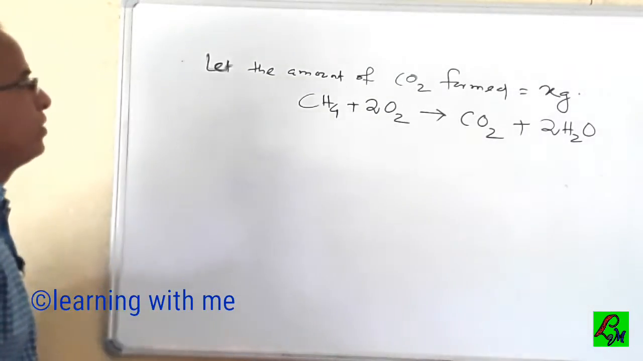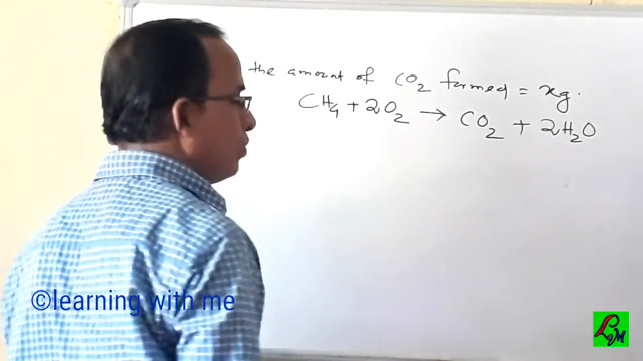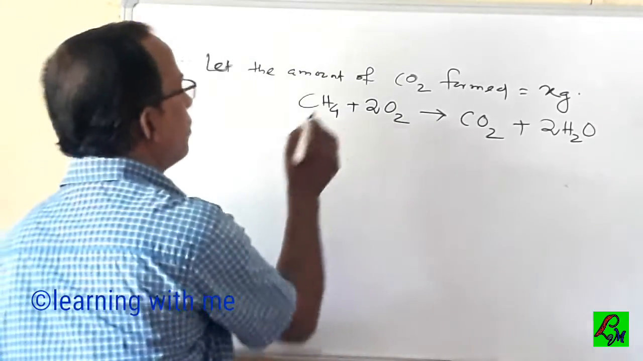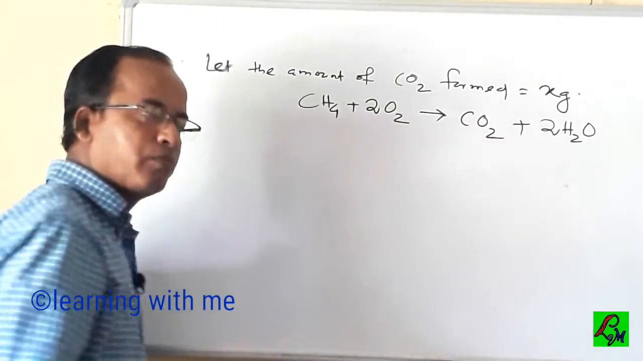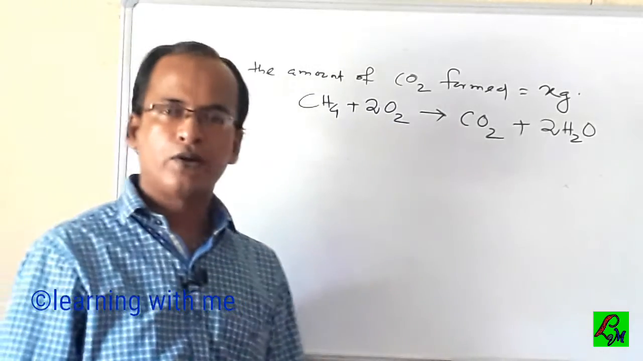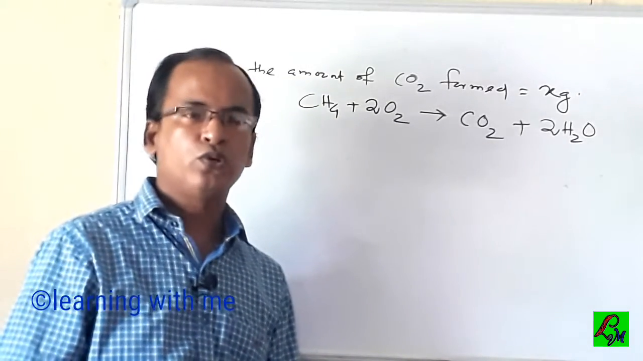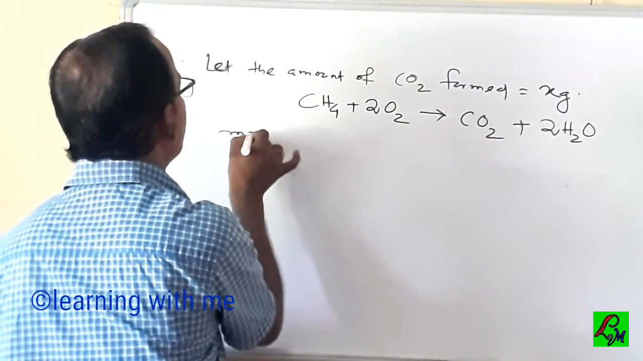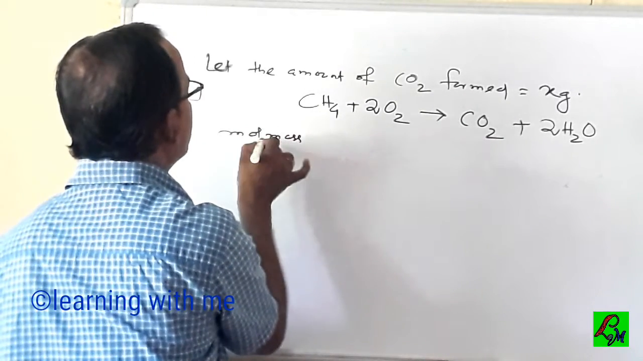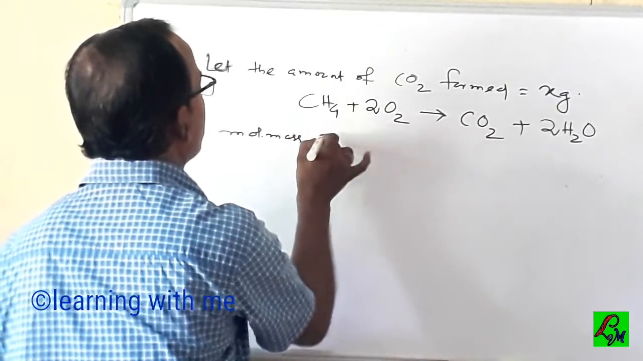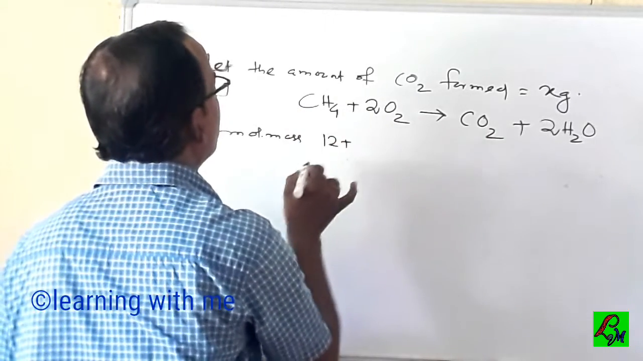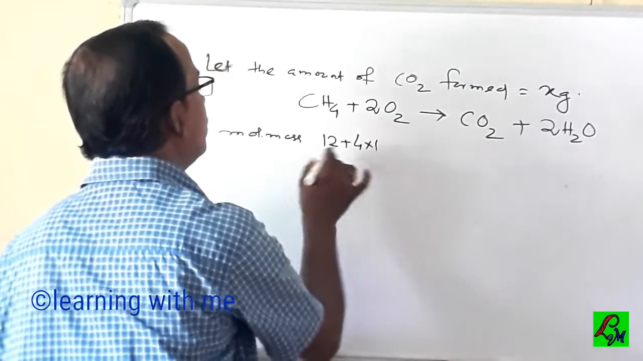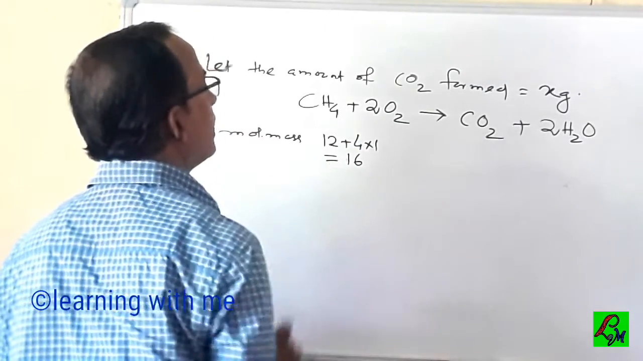So what is the first? It is methane. What is its molecular mass? Molecular mass of CH4 is carbon molecular mass 12 plus hydrogen molecular mass 1. There are 4 hydrogen, so 4 into 1, that's equal to 16 is its molecular mass.